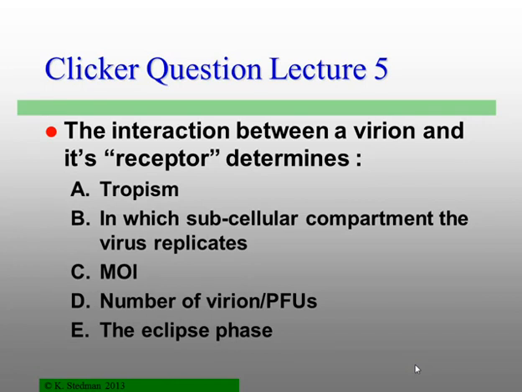And maybe you can actually see it now. Yes, we have our countdown. Wonderful. The interaction between a virion and its receptor determines tropism, in which subcellular compartment the virus replicates, MOI, number of virions for PFUs, or the eclipse phase.